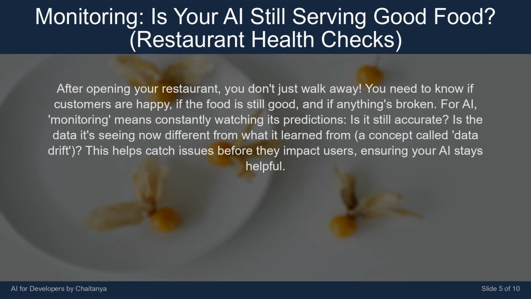After opening your restaurant, you don't just walk away. You need to know if customers are happy, if the food is still good, and if anything's broken. For AI, monitoring means constantly watching its predictions. Is it still accurate? Is the data it's seeing now different from what it learned from? A concept called data drift. This helps catch issues before they impact users, ensuring your AI stays helpful.